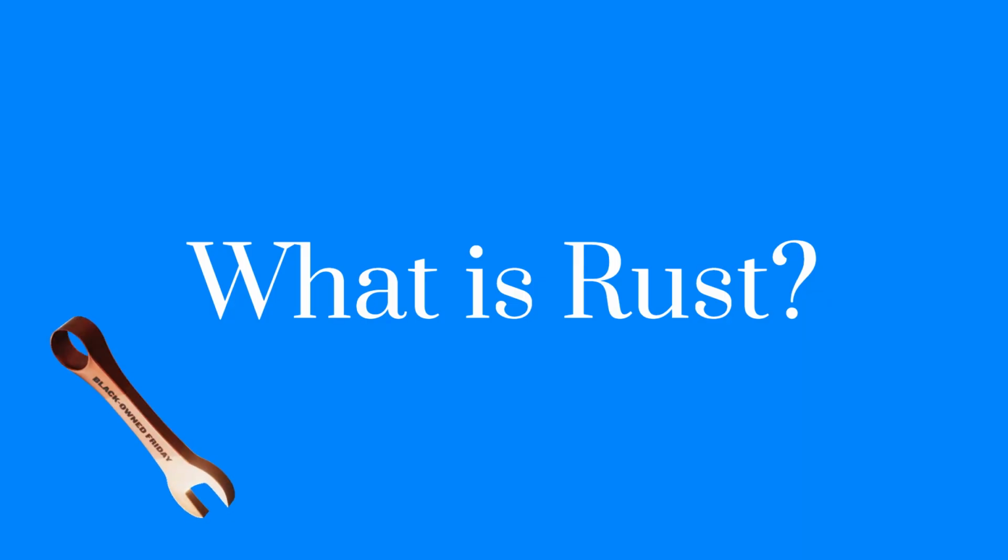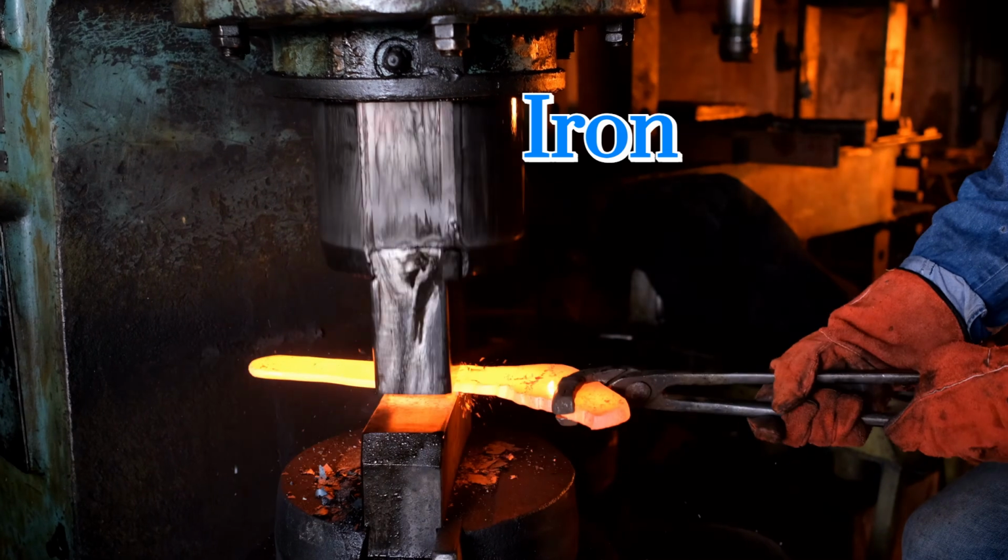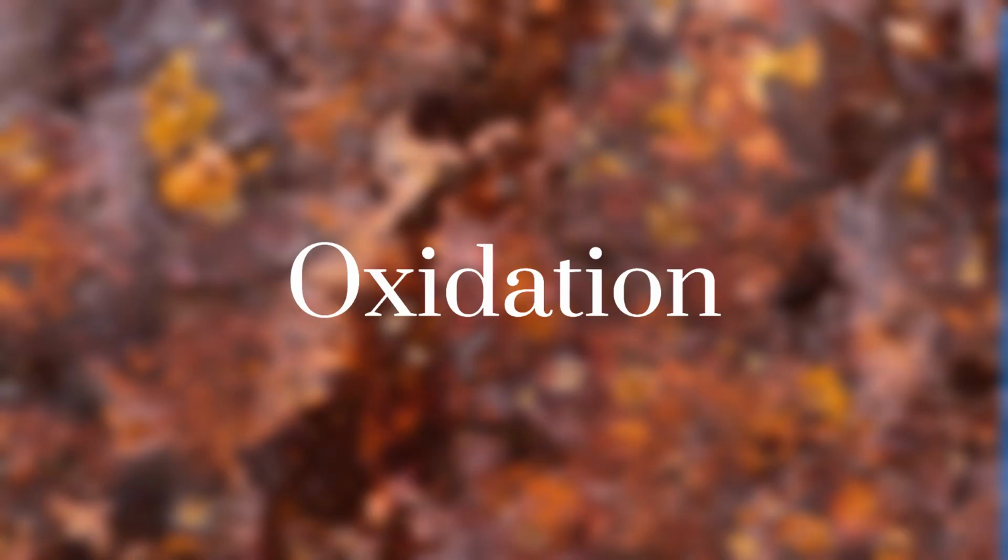If you look at this iron wrench, it has got rust. So, what is rust? Rust is a reddish brown flaky substance that forms on iron or iron alloys. Like in my case, it's on my wrench. When they are exposed to oxygen and moisture over time, rust is the result of a chemical reaction called oxidation.